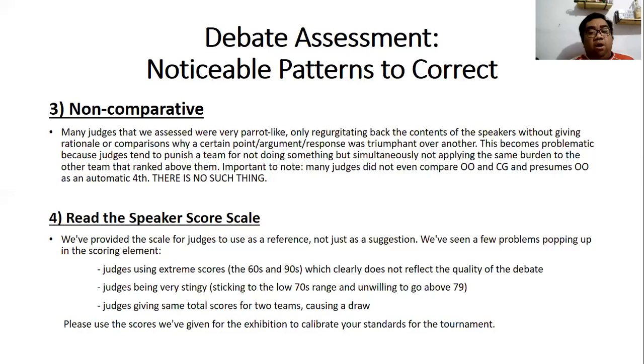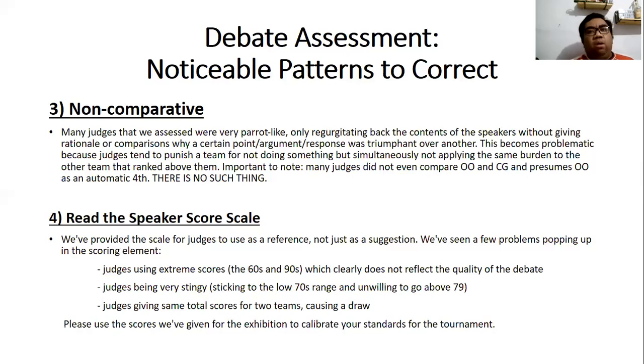The second part that we want to highlight is that there are also judges who are being very stingy, sticking to the low 70s range and unwilling to go above 79. Getting an 80, or the low 80s range from 81 to 85, does not require you to be godlike, right? It doesn't require the most perfect argument, but it requires persuasive points and oftentimes multi-layered responses and good contextualization. It is definitely very accessible, and it's important for judges to not be very stingy and to take a look at the description provided in the speaker score scale.